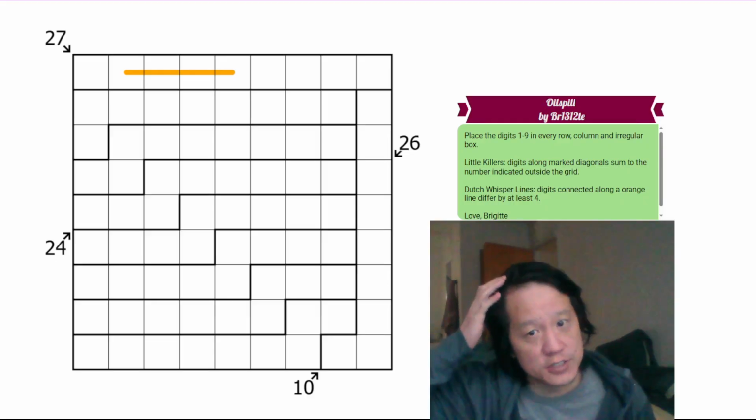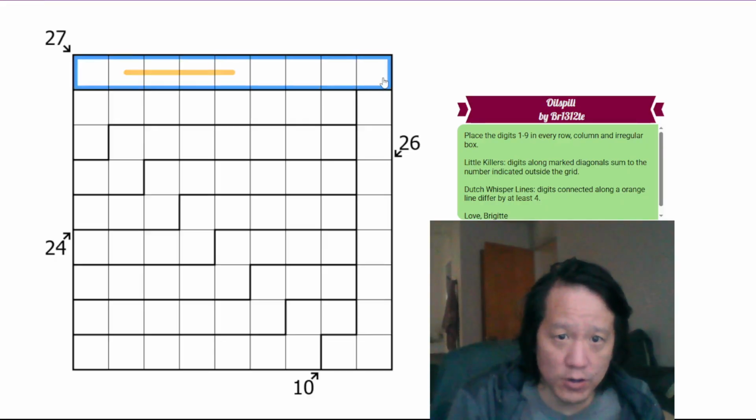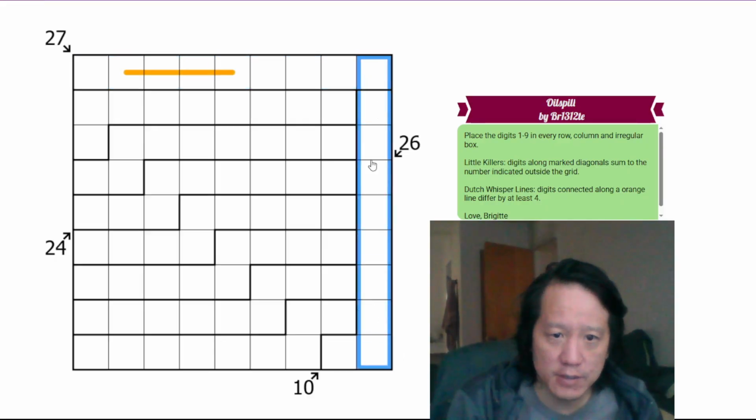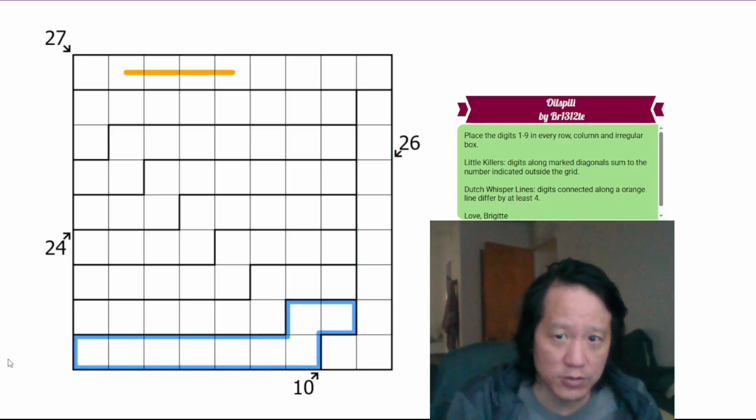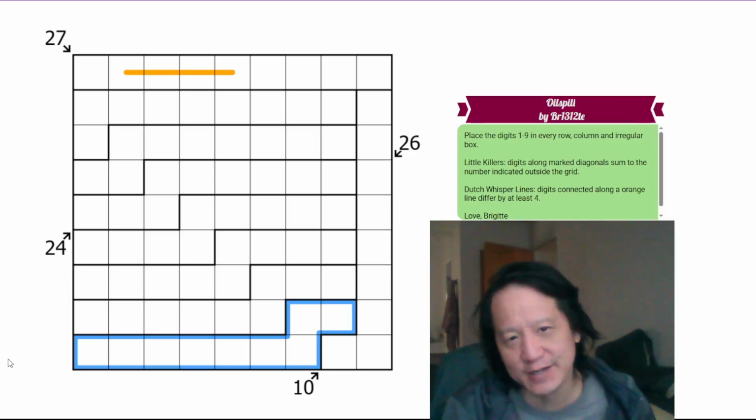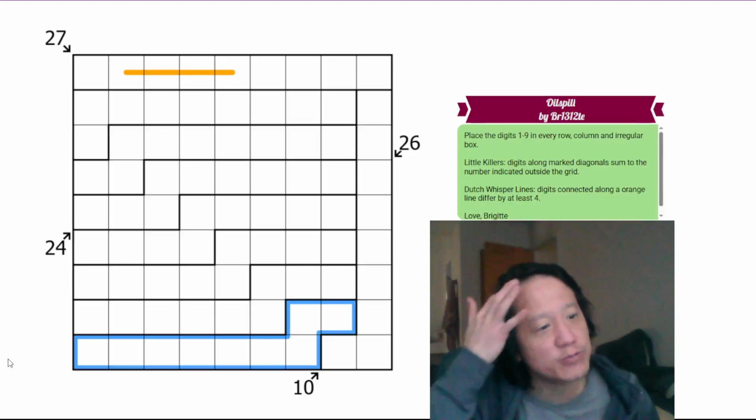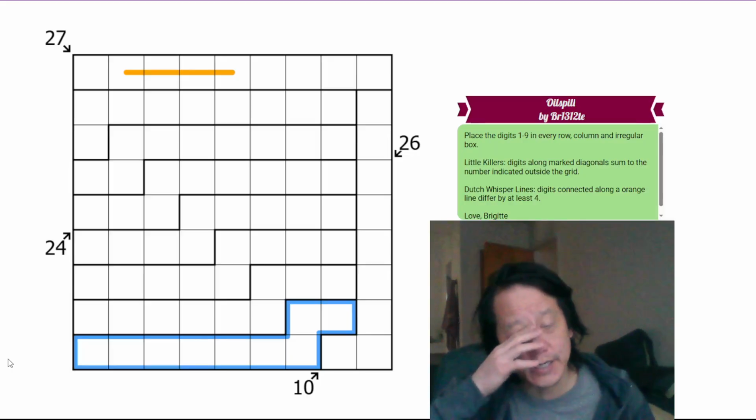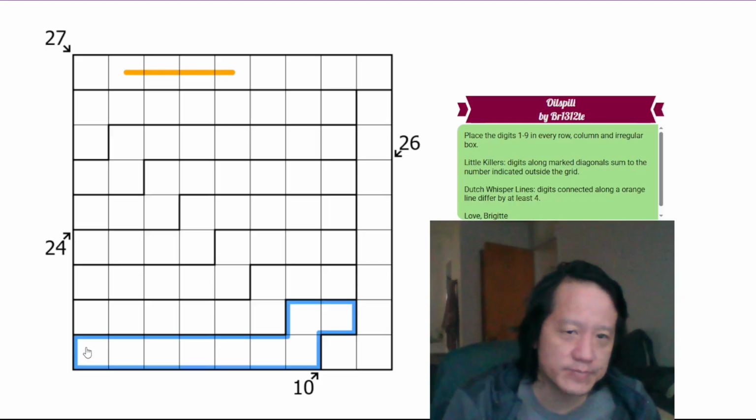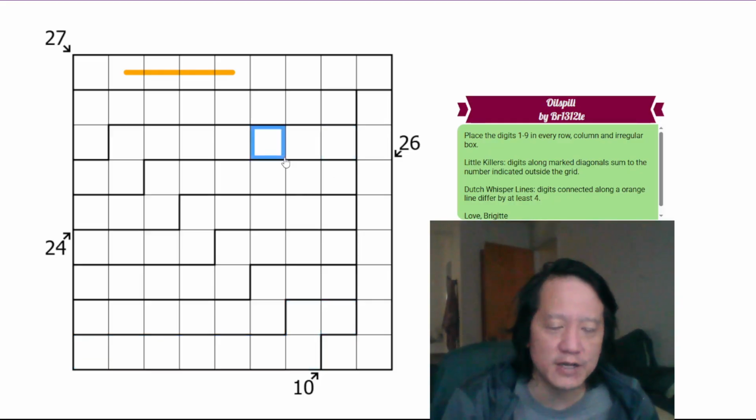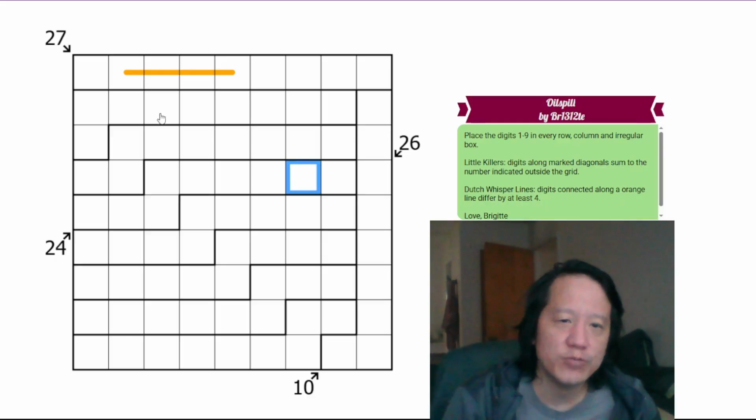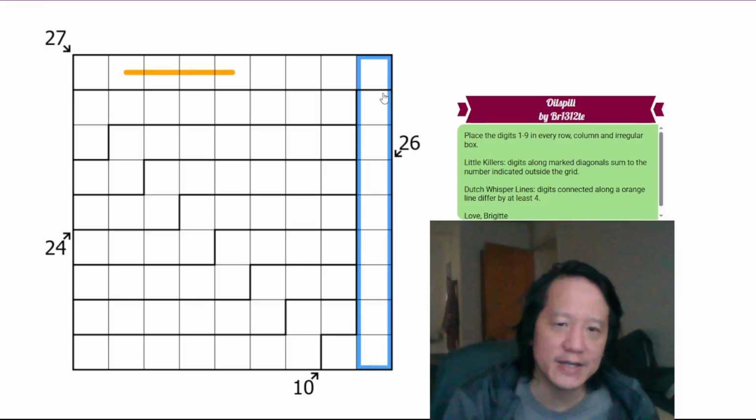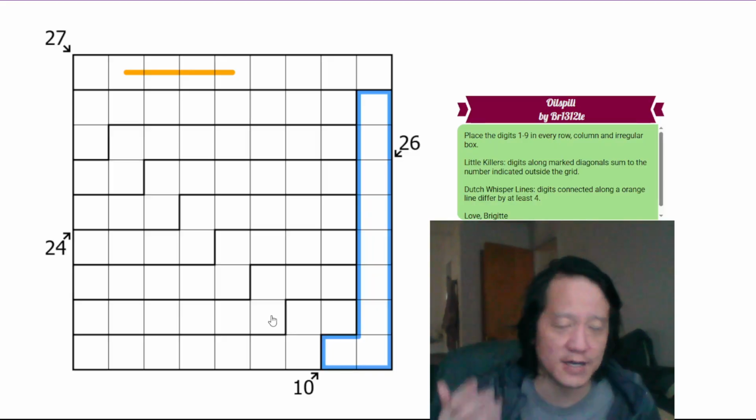We need to place the digits 1 through 9 in every row, column, and irregular region, or irregular box, they say. It's not a box, but that's why I like saying designated 9-cell region, because even for irregular Sudoku, which this is, it's basically the same thing every time, right? In every single cell in this grid, place a single digit such that every row, column, and designated 9-cell region contains the digits 1 through 9 exactly once each. So it's exactly the same no matter what.